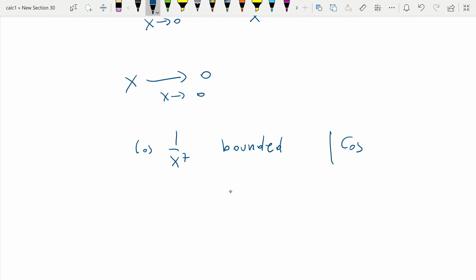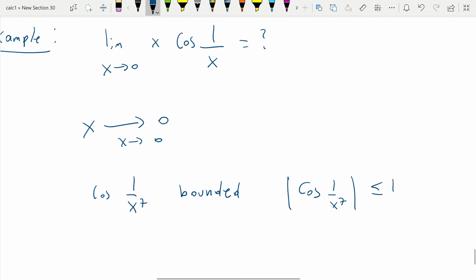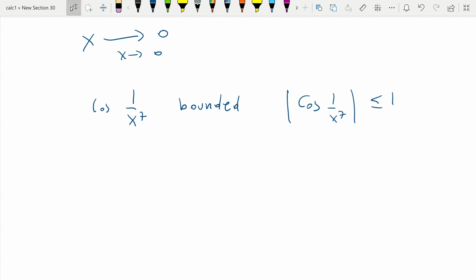Cosine of whatever you put inside is going to be bounded by 1 in absolute value. It doesn't matter whether I put a power of x, or 1 over sine, or 1 over sine cube of x. Cosine of something is always bounded between minus 1 and 1. So the absolute value is bounded by 1, and so this implies, again, the same thing. This is the function that is bounded.